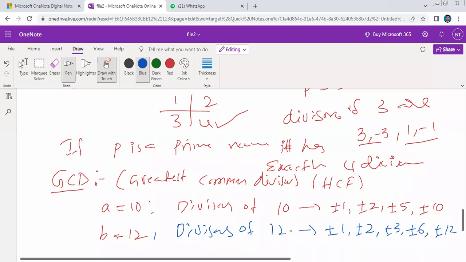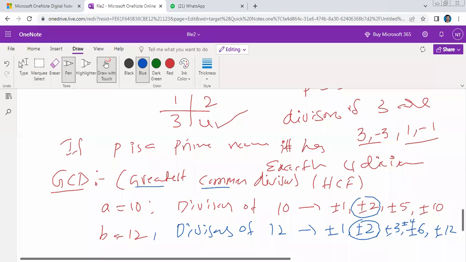±12, and ±4 also. Now, what is the meaning of greatest common divisor? Observe here. What are the common divisors? ±2 is the greatest common.